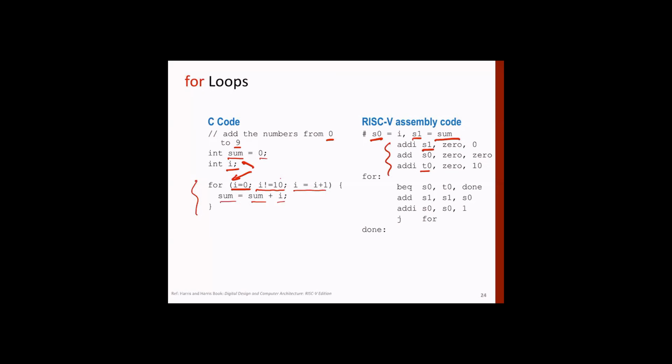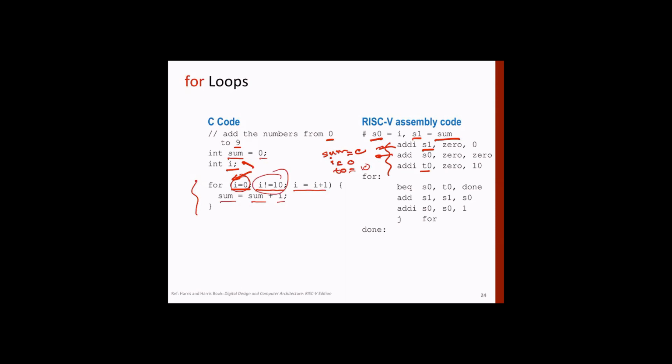S1 is that I is equal to 0, like here. Okay, and then S0, which is, I'm sorry, initialize sum is equal to 0 in the first statement. This statement is I is equal to 0. Okay, and third one is, well, value of T0 is equal to 10, which is equivalent to this value here.